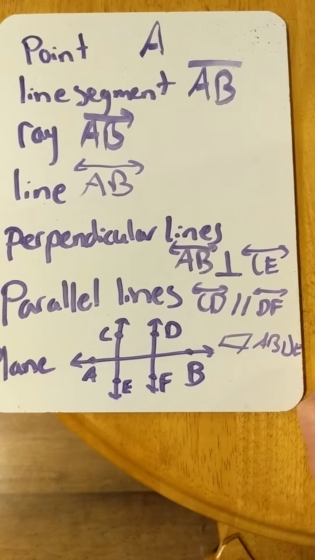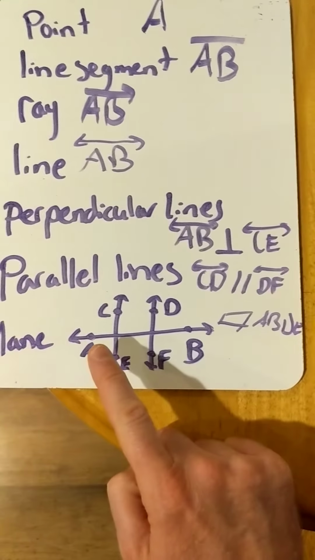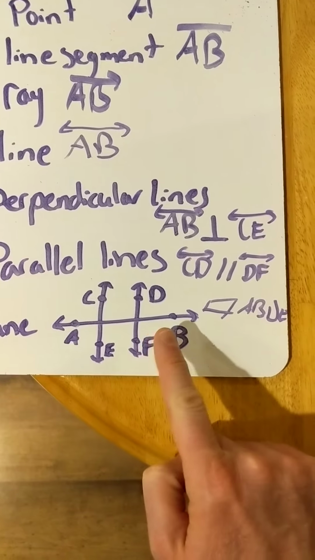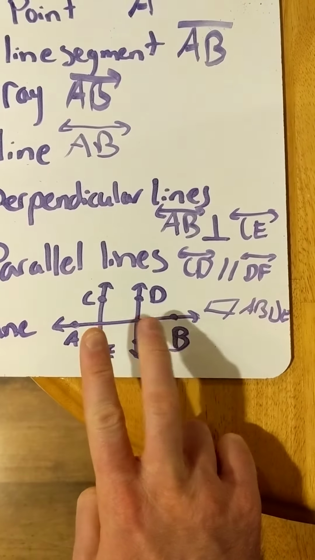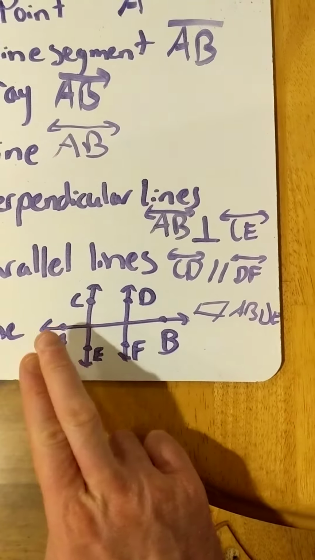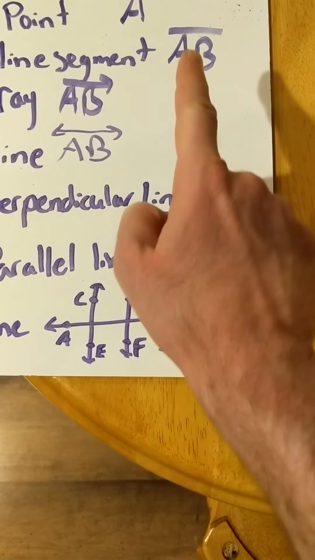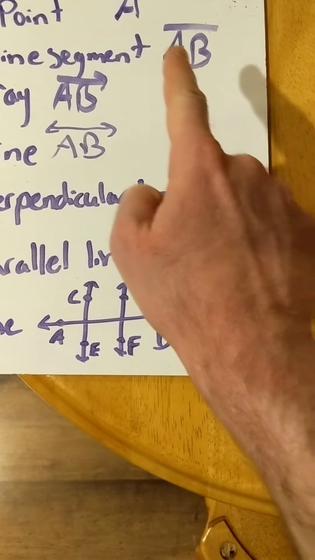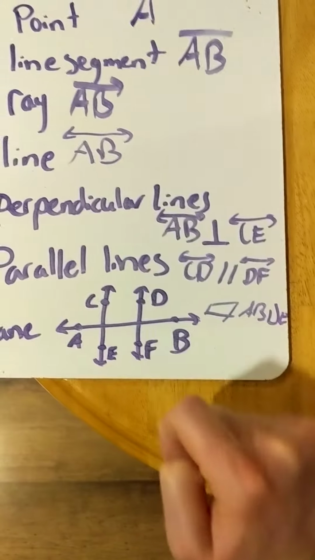Now, a line segment is the space between 2 points. So I have the line segment AB. It goes just in between these 2 points. It doesn't include anything outside of them. A line segment is denoted by the AB with a straight line, no arrows.